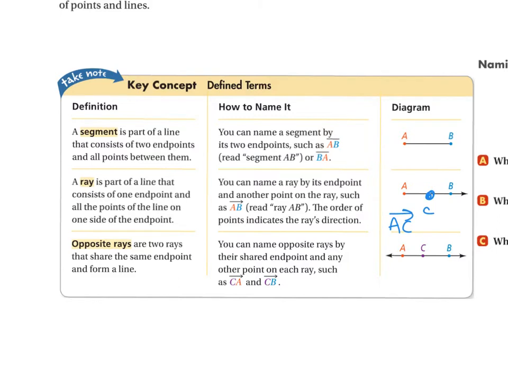Okay, the last one is opposite rays. So they share the same line and same endpoint, or they are on the same line, and so this would be like CA. CA would be a ray, and then CB would be the opposite ray.